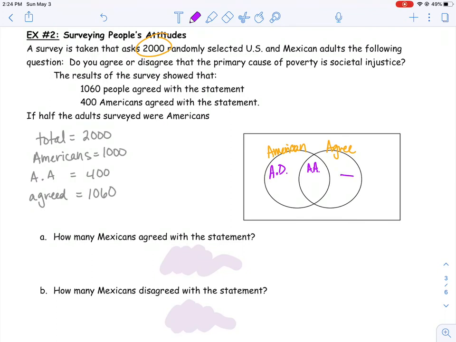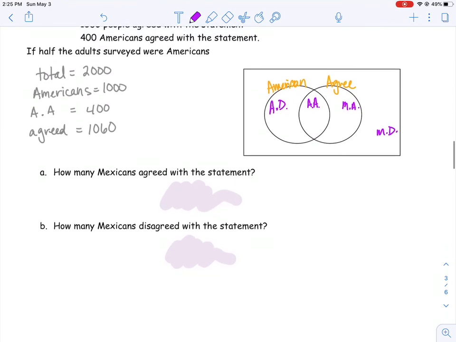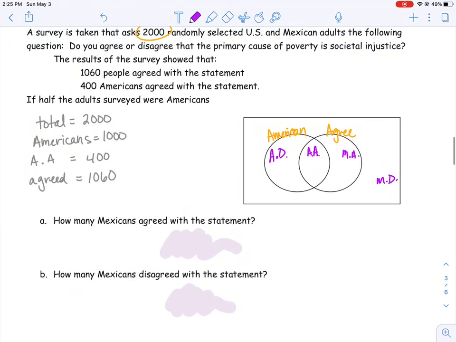What would be in this region? Well, that would be the people that agree that aren't Americans. So wouldn't that mean that that would be the Mexicans that agree? And then what would be outside here? It looks like that would be all the people that didn't agree that weren't Americans. So we could say Mexicans that disagree. All right, so now can we answer the questions in our survey?